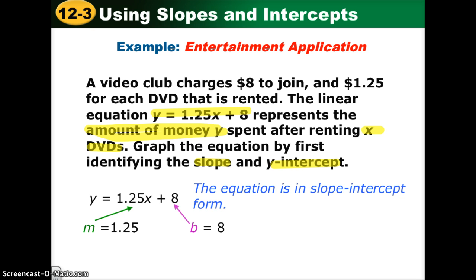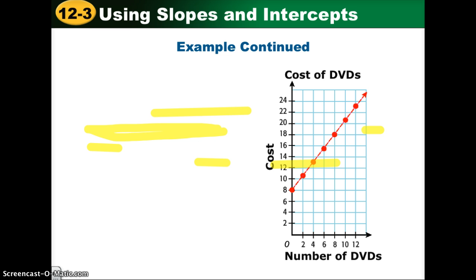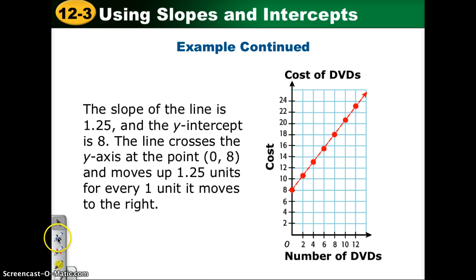So if you think about that, the $8 is the y-intercept because it's $8 just to start, but you don't pay that additionally. Then every time you get a DVD, you're increasing by 1.25 times that many DVDs. So let's go and graph that. It's already broken down a little bit for you, but if you look closely, it's a little bit hard to tell on a graph like this.